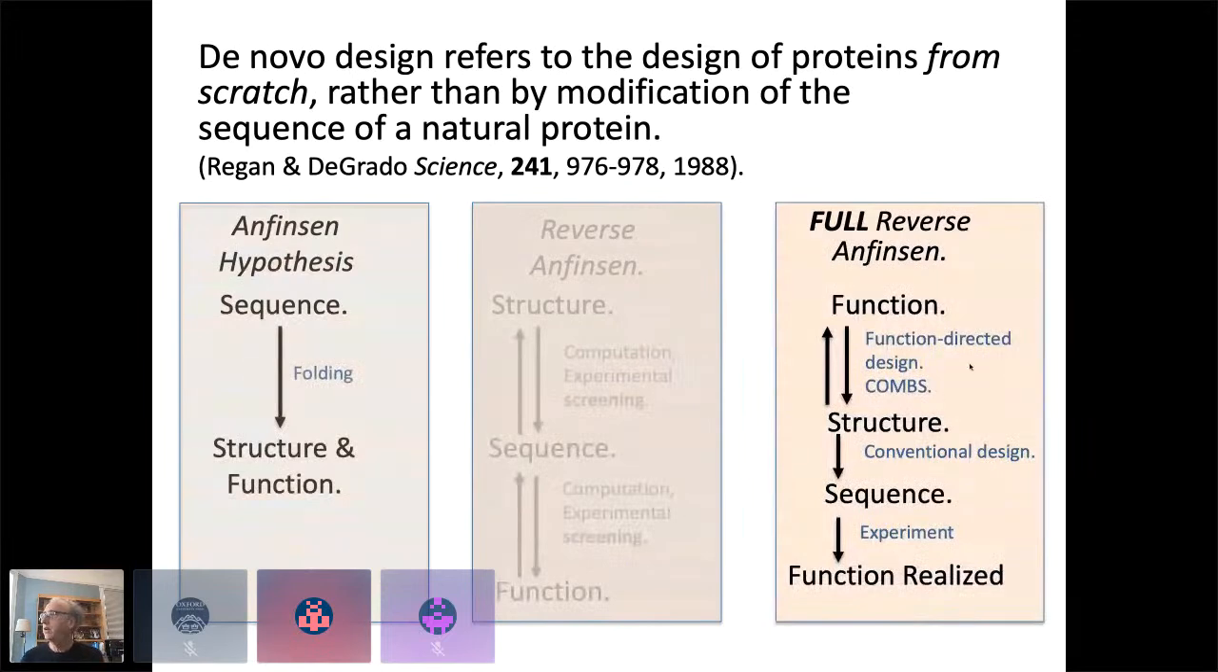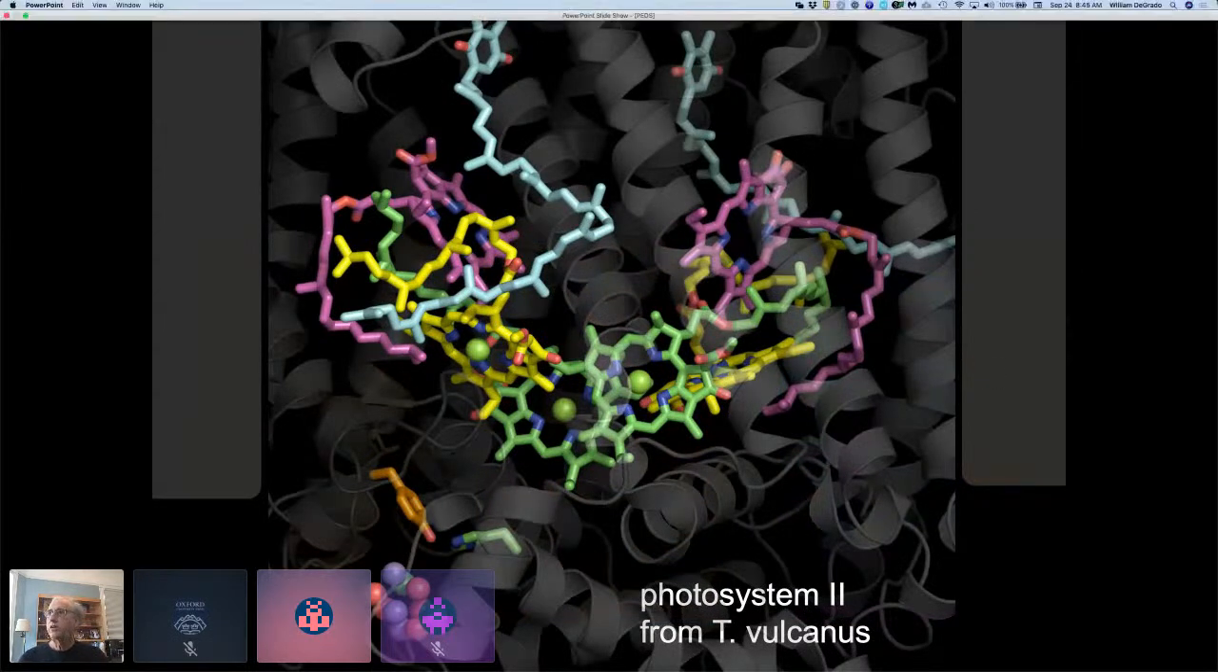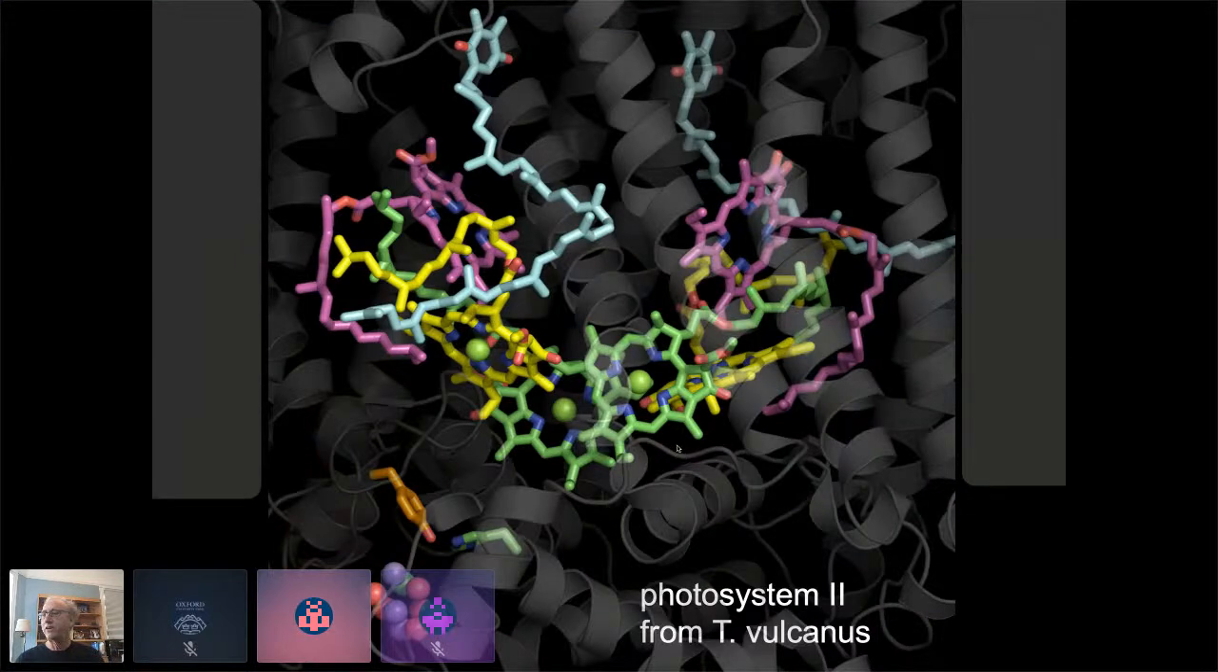Now, what we'd like to do more recently is to really do the full reverse of the Anfinsen hypothesis. So you'll notice that we consider structure and function together to define the sequence. We start with a function and let the demands of function really define the details of our structure. That then can be used in more conventional structure to sequence design algorithms. And as you'll see, we can directly obtain function without rounds of experimental screening on yeast display and directed evolution.